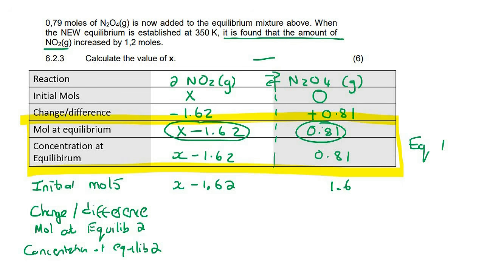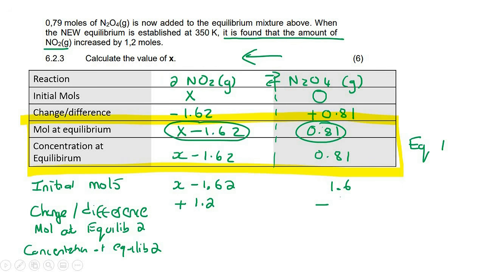But now they tell us that this one has increased. Don't worry about that. All it means is that the reverse is being favored. So they said that this one is going to increase by 1.2. That means that this one will decrease, because if the reverse reaction is being favored, then this one would increase and this one would decrease.